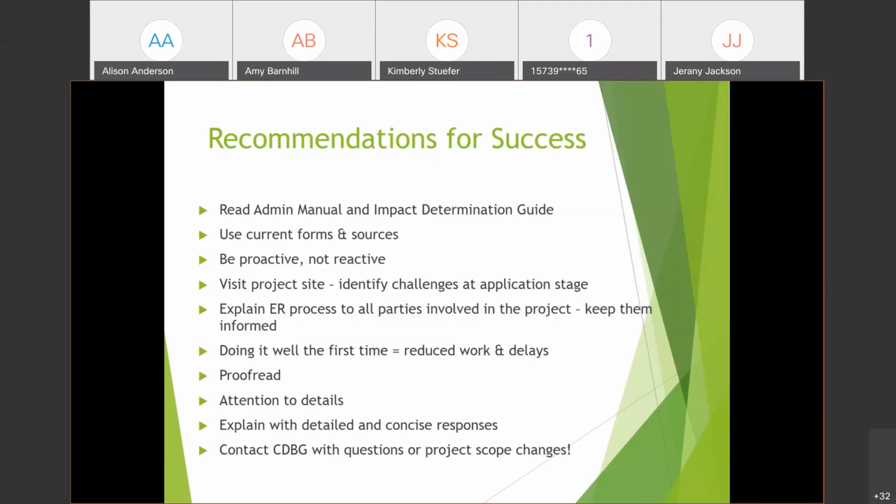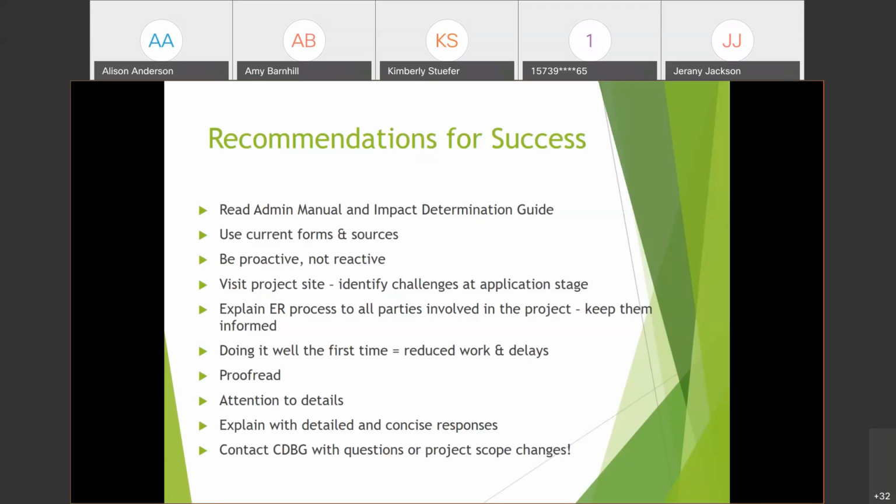Be proactive and not reactive. It's important to see the site, to not do armchair environmental review, but to actually go out and look at the site and identify challenges at this stage. Explain the ER process to all parties and keep them informed. It's important to have communication. It's ideal to do it well the first time to reduce work and delays.